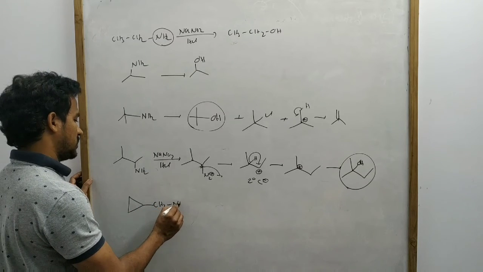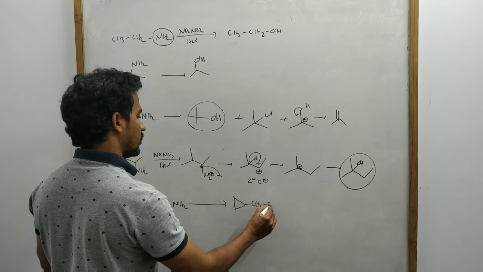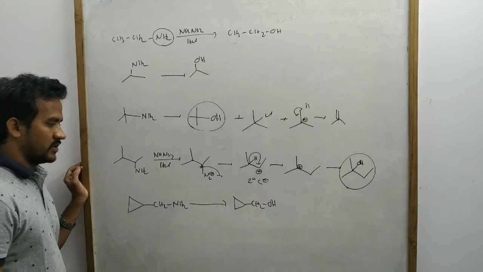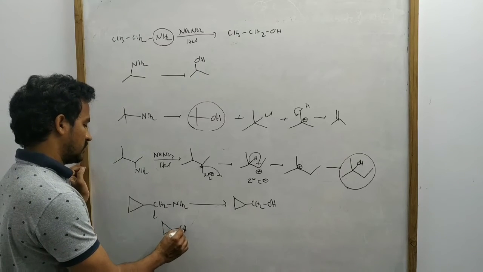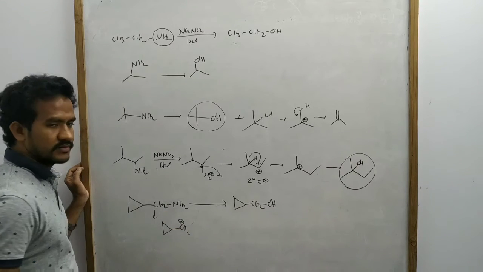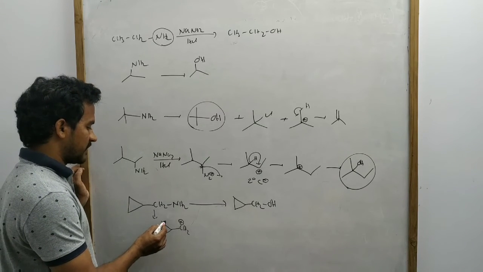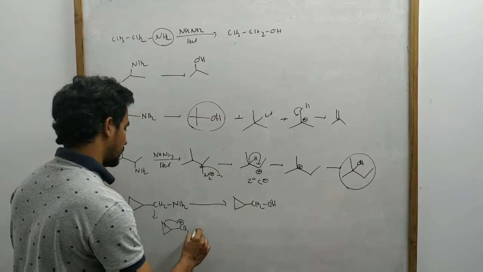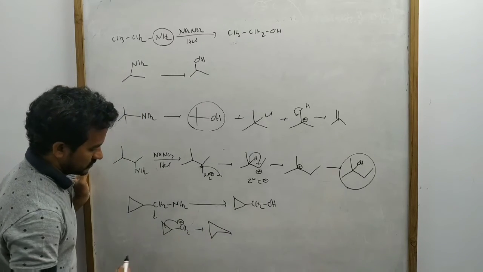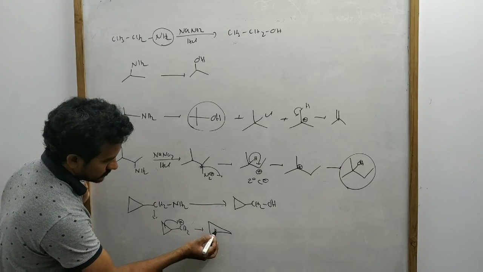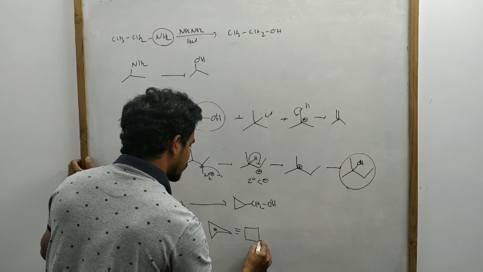Next, here is this CH2NH2. This CH2NH2 produces CH2OH. Okay, this is one product. Actually here, what is the reaction intermediate in this case? CH2 plus is the reaction intermediate. Now it is a 3-membered ring, so ring expansion takes place. By the ring expansion, that one becomes a 4-membered ring like this. Now this carbon carries a positive charge. So nothing but a 4-membered ring with a positive charge.